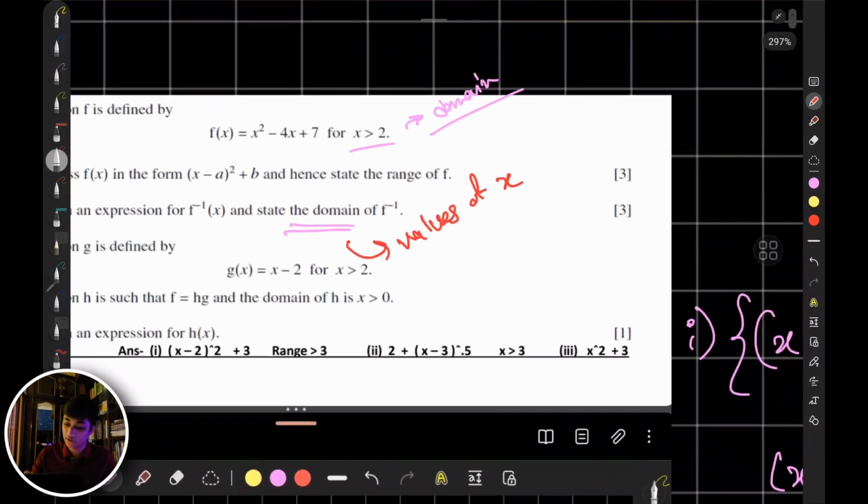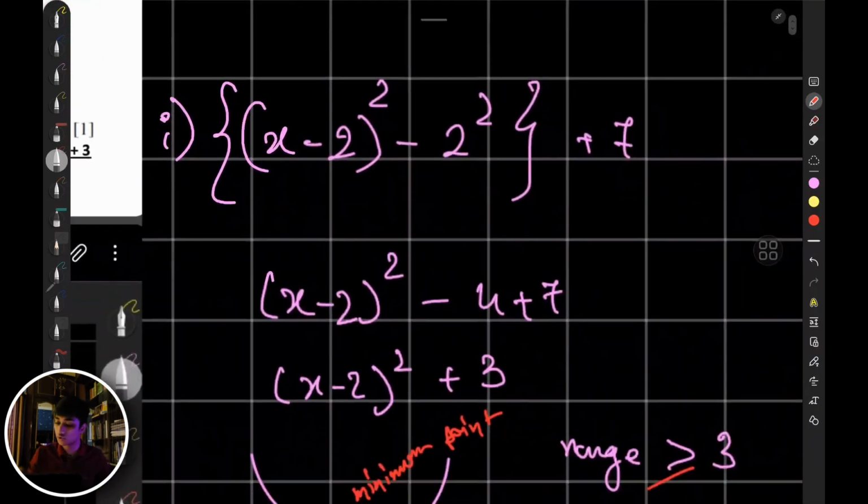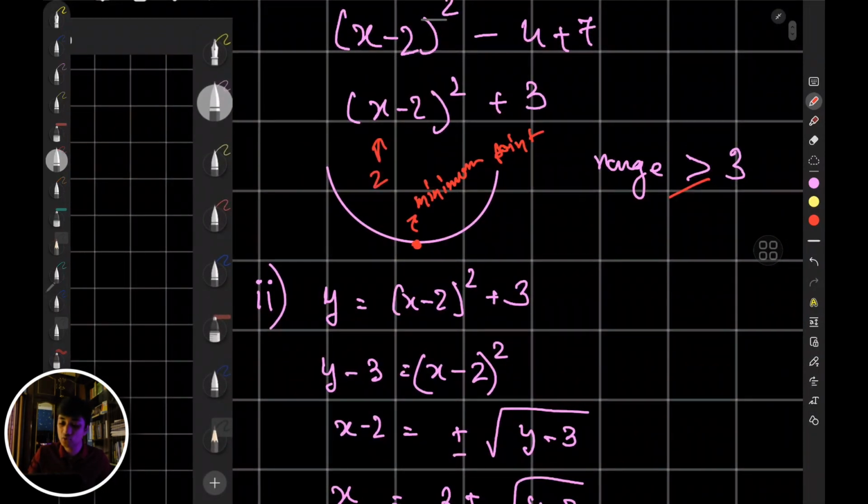The point is, look over here. They've given x is greater than 2. So you cannot take 2 as your x coordinate. Yeah, over here. You cannot take 2. You have to take something that is slightly larger than 2 at least.